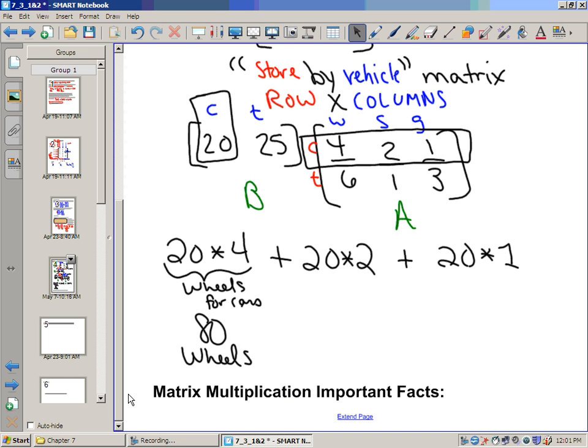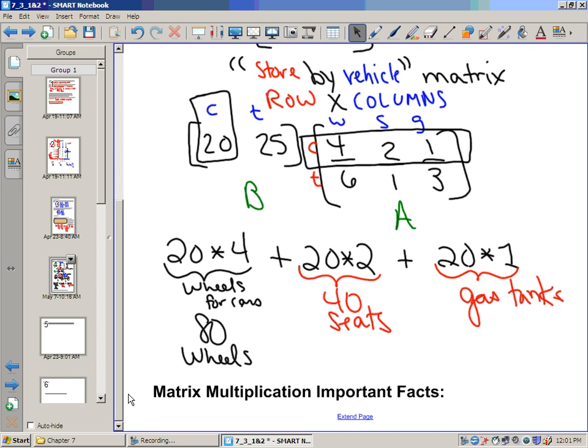Okay, so what's B? B just asked for wheels. Okay, what's C asking for? Sure, thanks, Alex. Aw, poor Alex. He was all excited. Well, Alex already said we could just take 20 times 2 for seats. And we could take 20 times 1 for gas tanks. All right.